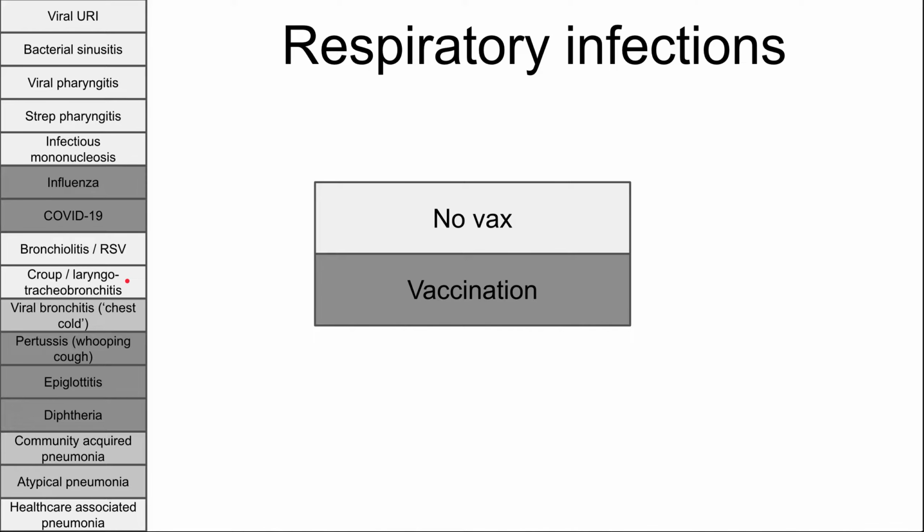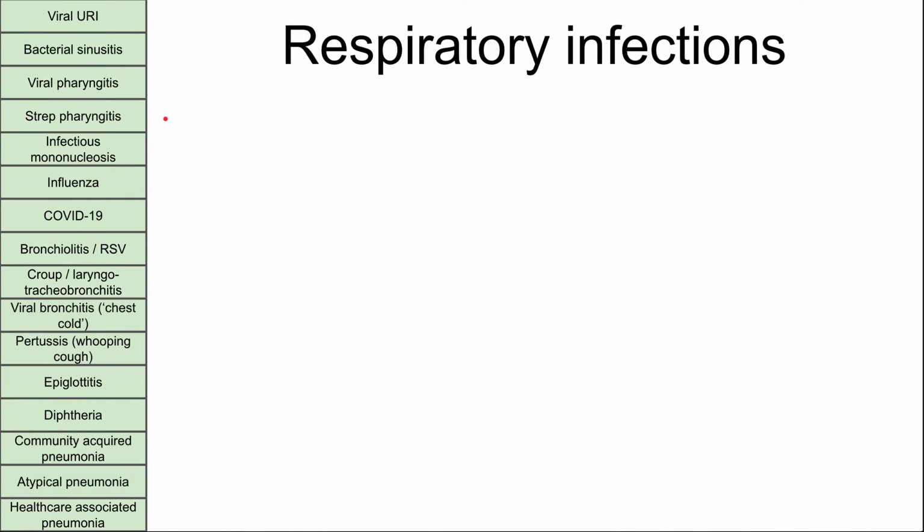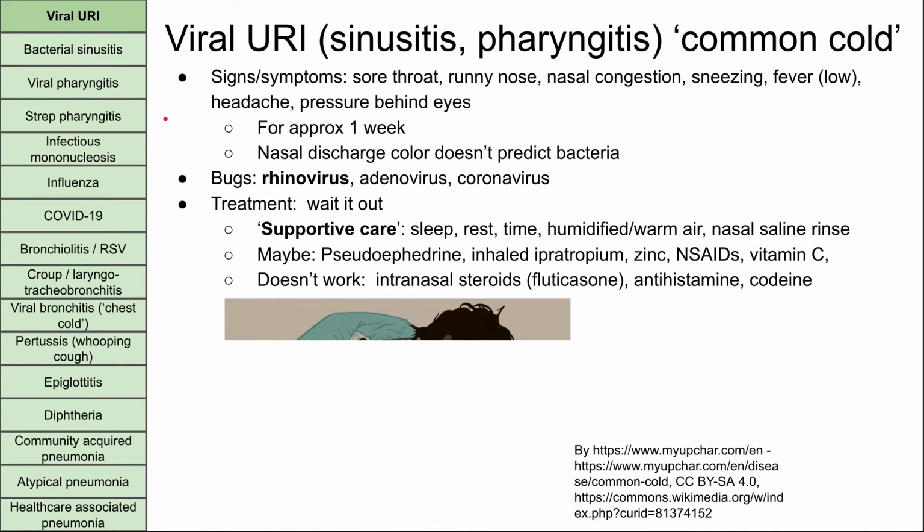Another way to group these infections is according to whether or not we have a vaccine for their respective pathogens. For instance, we have a vaccine for Bordetella pertussis, so we're able to prevent whooping cough, but we do not have a vaccine for strep, so we cannot prevent strep throat with vaccine. So that helps us think in our heads which ones are preventable with vaccines, which ones are not. Okay, so now let's start going through each of these infections one by one.